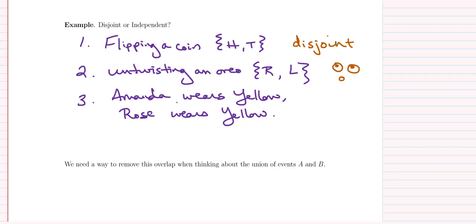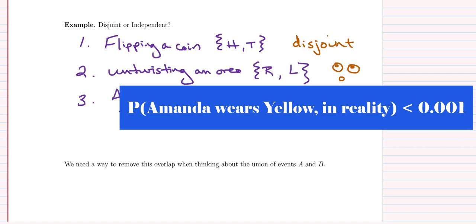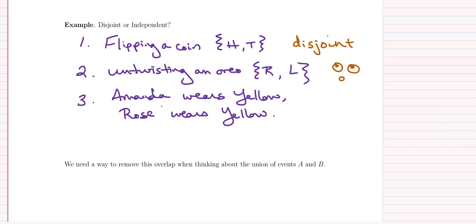Bring it to class. All right, Amanda wears yellow. Rose, some other person, wears yellow. So definitely these both can occur. And since I don't know who this person Rose is, this person wearing yellow and me wearing yellow are two different events that have no influence over one another. So we can claim that these are independent events.